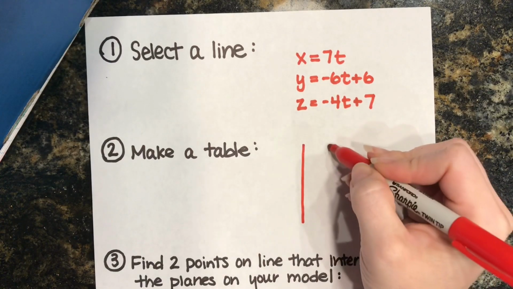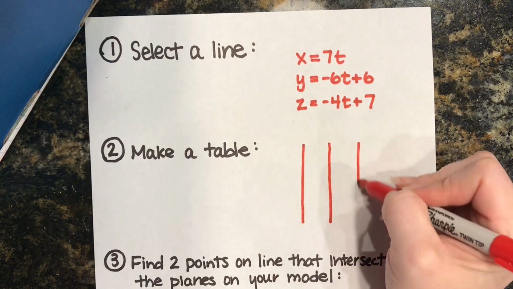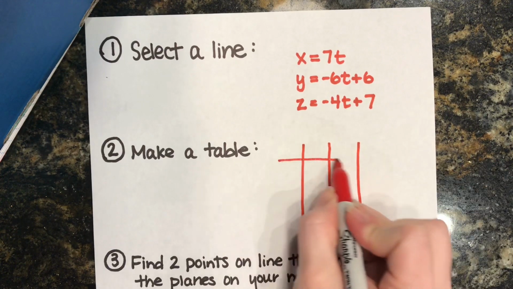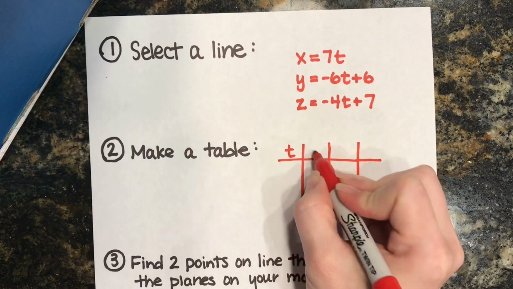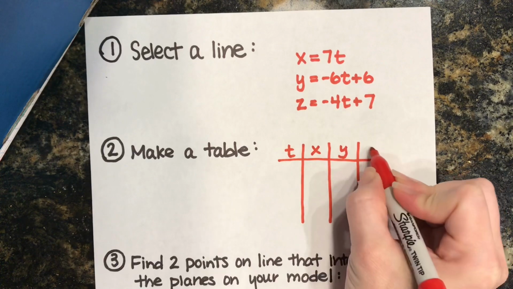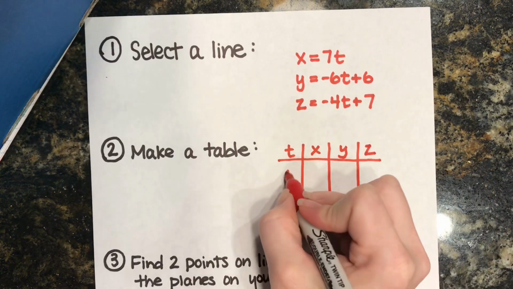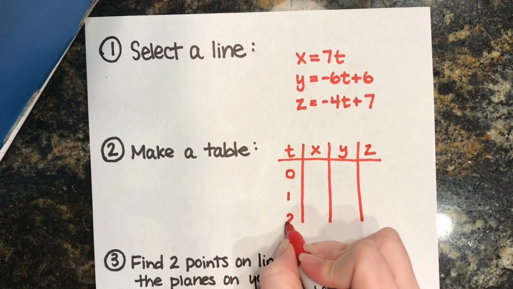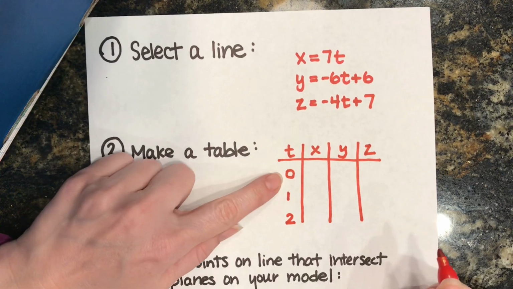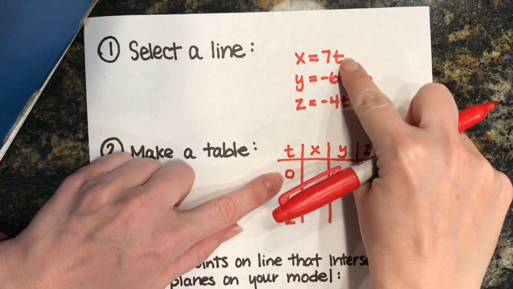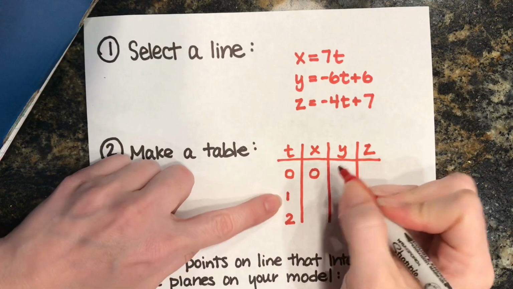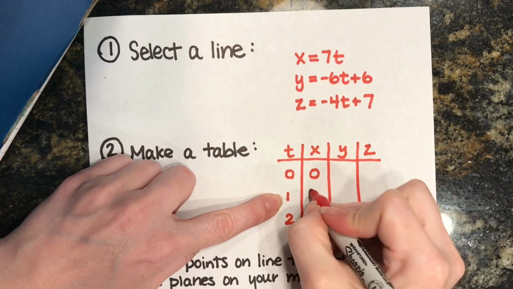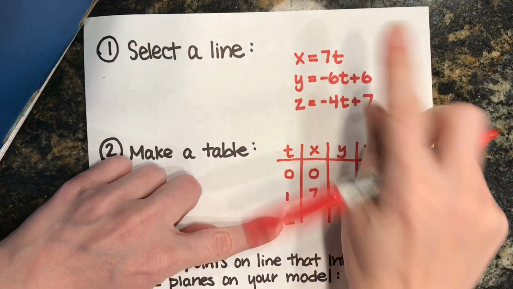The next step is to make a table. Remember that you'll want to have a T column, an X, a Y, and a Z. And then just choose some T values. I suggest 0, 1, and 2. Plug those in and see what kind of X values you get. So the 0 into the X equation, the 1 into the X equation, and the 2 into the X equation.